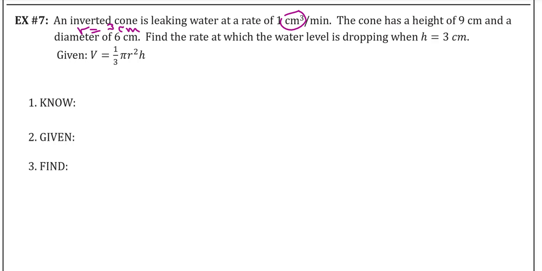Find the rate at which the water level is dropping when h is 3 centimeters. Okay, so volume of a cone is 1/3 pi r squared h. So it's 1/3 the volume of a cylinder. So here is our cone.